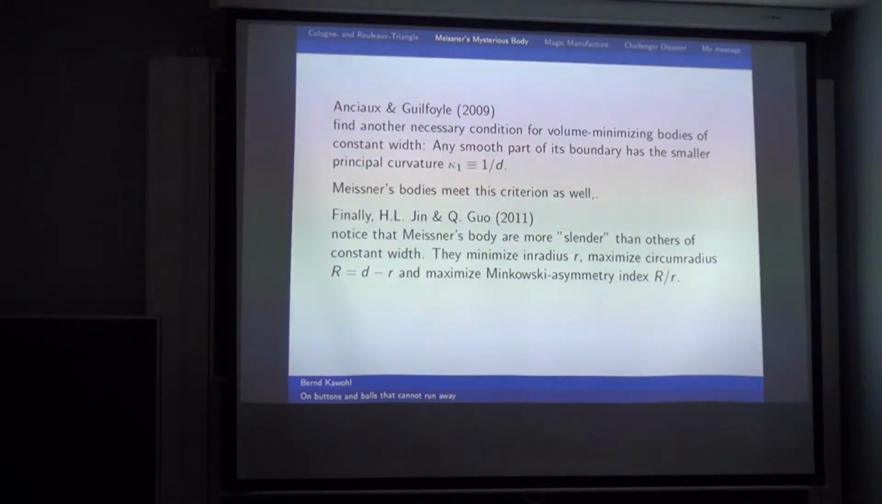And the last result that supports the conjecture is a result by two Chinese mathematicians, which says more or less that Meissner's bodies are more slender than others of constant width because they minimize the inradius and maximize the circumradius, and therefore they maximize something called the Minkowski asymmetry index, circumradius over inradius. And slender bodies tend to have smaller volume, as we know from everyday life.